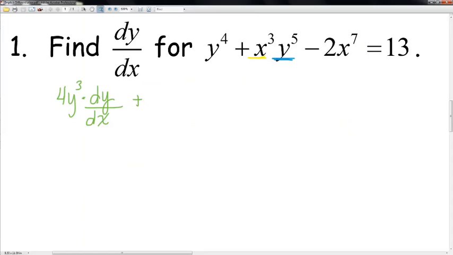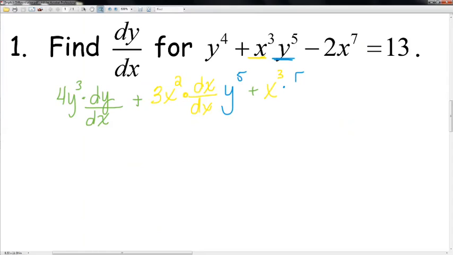Alright, and now I'm going to go to the x to the 3rd y to the 5th. Well, here I'm going to use the product rule. So the derivative of the first is 3x squared. And again, I'm taking the derivative with respect to x, so it'll be the derivative of x with respect to x. And I'm going to multiply that by my second and add it to my first times the derivative of my second.